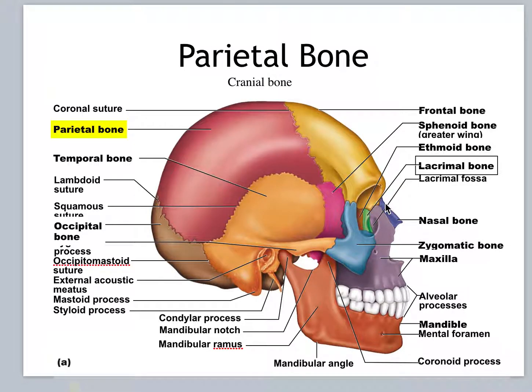The next bone we discuss is the parietal bone. The parietal bone forms the walls of the sides of the skull. Parietal means wall, and the inside of the skull looks as if the walls of the skull would be these parietal bones. So there's one on the left and one on the right. There's bilateral parietal bones.